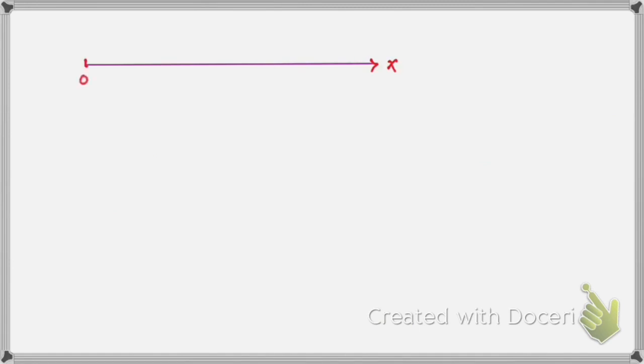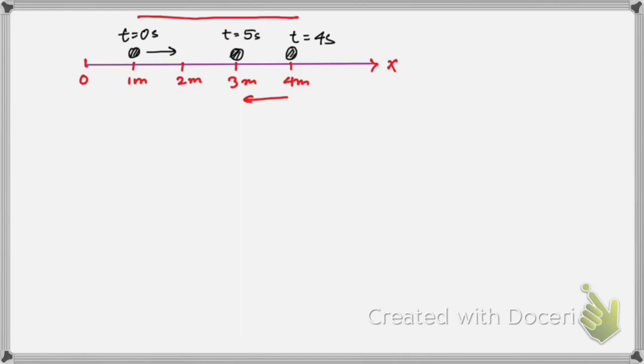Now here you see another example. This is 0, 1, 2, 3, 4 meter, and this is an object. It is at 1 meter with respect to the origin O at time t equal to 0 seconds, and it moves in the forward direction. This is the position after 4 seconds, and then it comes back to the position 3 meter with respect to the origin O. So this is after 5 seconds, going forward and then coming back.